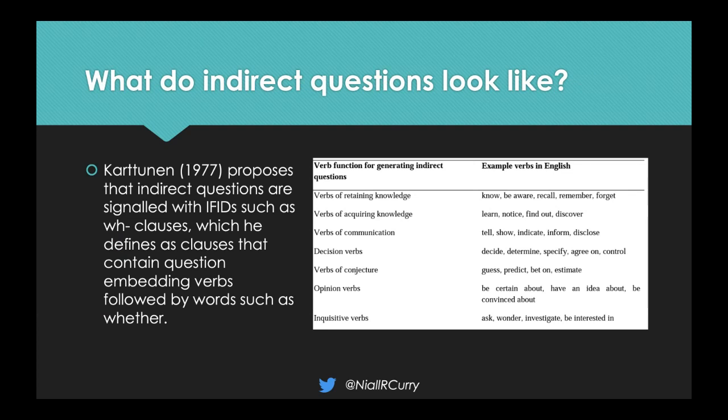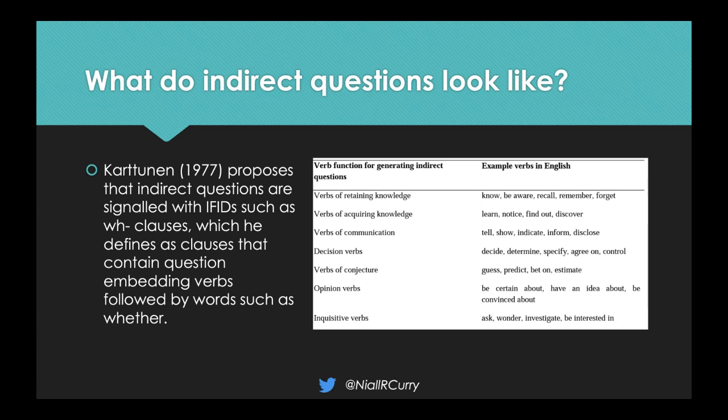But if we go back to the 70s, people did try to hack this in some way. And Cartooner proposes the use of verbs used to raise questions indirectly, often used with WH clauses and if or whether clauses. We see verbs like to know, to be aware, to recall, to learn, to notice, or we might see interrogative or inquisitive verbs, you know, here: ask, wonder, investigate, etc. So these are things that can be used to identify indirect questions in a way.